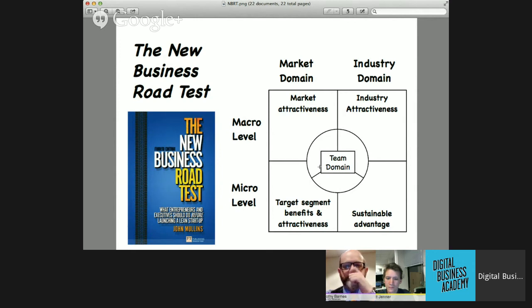The dial in the middle is the team domain, which, as with Tim, I spent a good while when the book first came out trying to work out the rotation of, and whether it meant anything, before John Mullins said no, it doesn't. He just put it there because it looked neat.